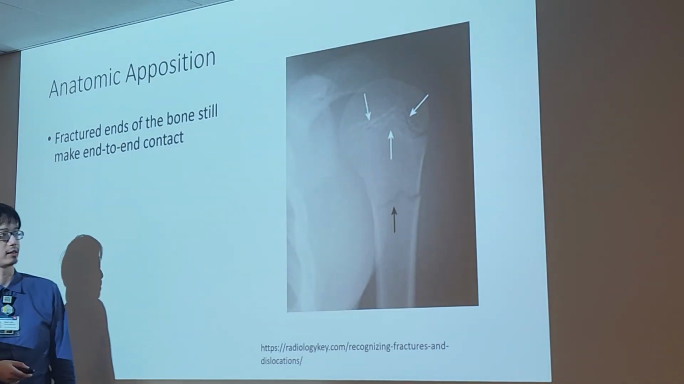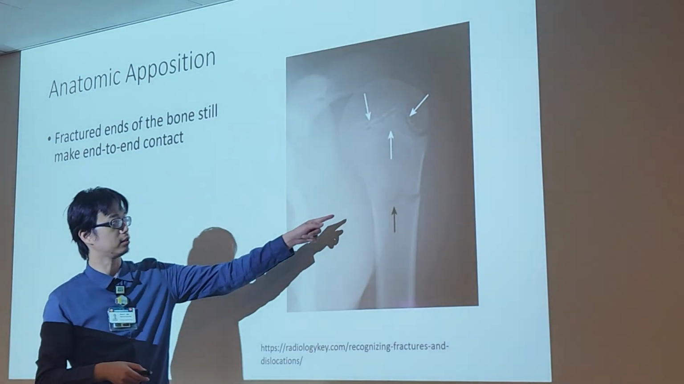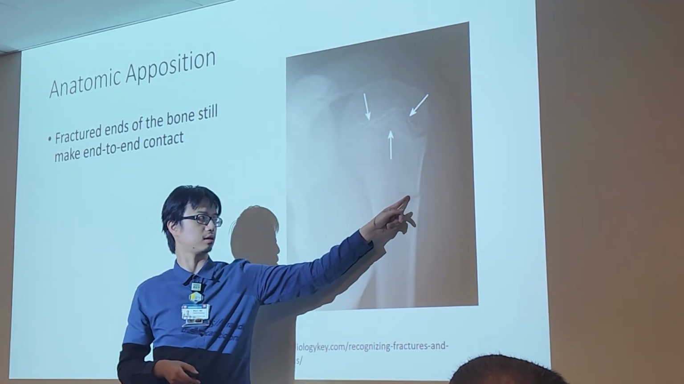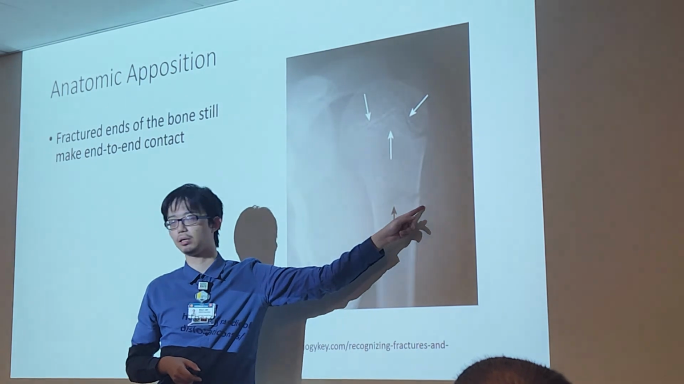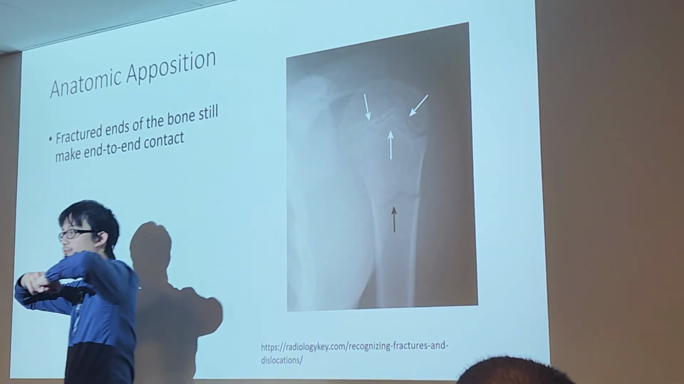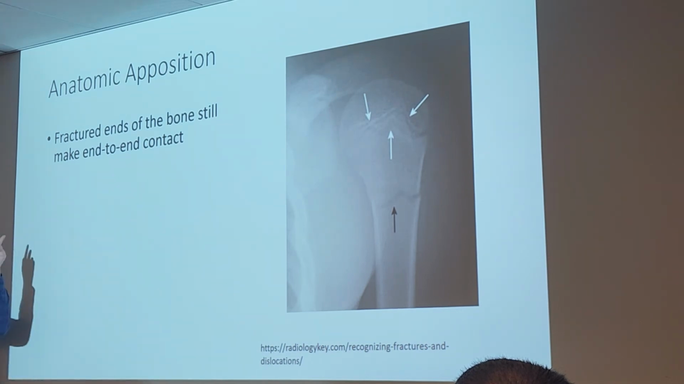So we've got anatomic apposition here. Do you see the fracture along the shaft here? This dark line right there? There's a fracture, but as you can see, the bones are still perfectly lined up with each other, so the ends are perfectly in contact.